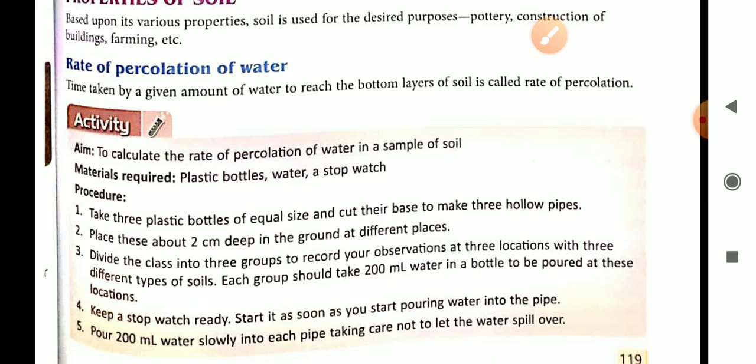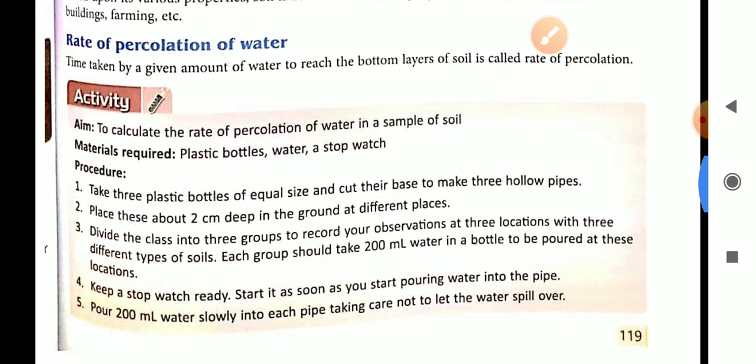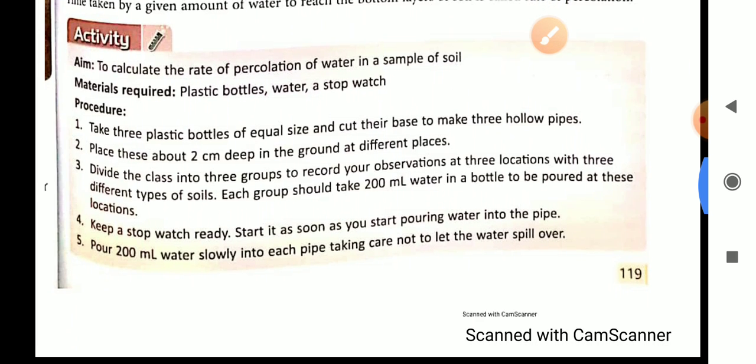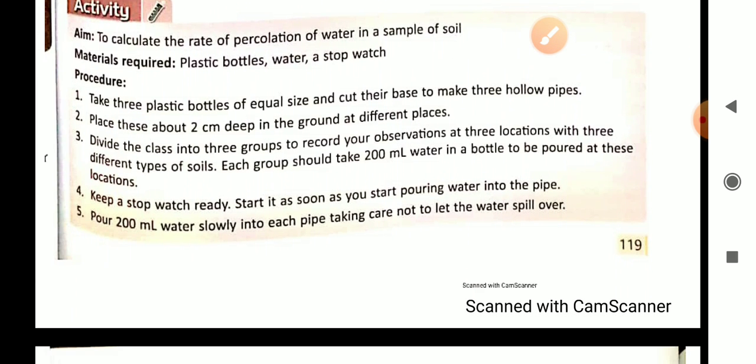And rate of percolation of water is the time taken by a given amount of water to reach the bottom layer of soil. How much time it takes to reach the bottom layer of the soil. That is rate of percolation of water. Based on it, one activity is given to calculate the rate of percolation of water in a sample of soil.